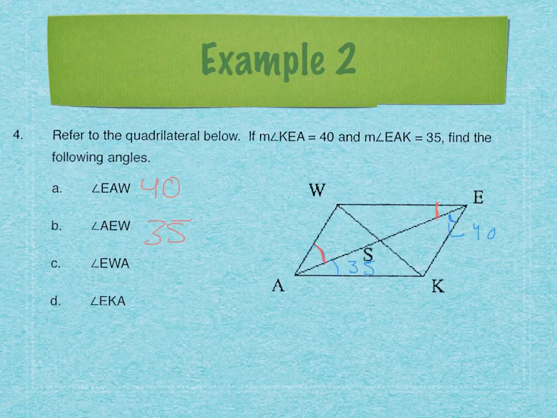So I have EWA now. EWA is my angle at the top here. Let me get a new color. We'll do green. So this angle at the top, that does not show up. Let me try another one. Purple.